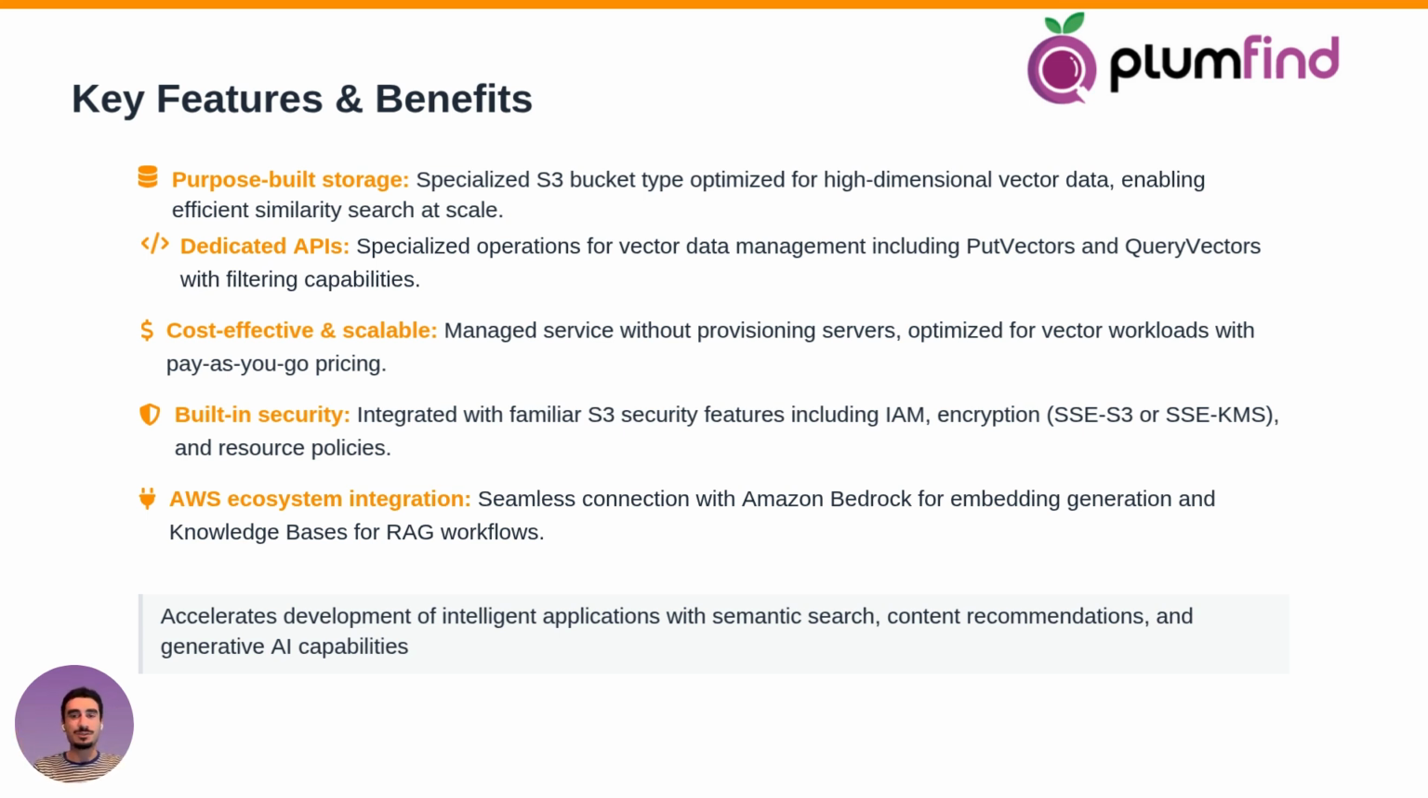Let's talk about the key features then. First, it's purpose-built for vector storage within S3, providing dedicated APIs for vector operations. It's scalable and also cost-effective as a managed service. Security is built in with encryption and IAM controls. Most importantly, it integrates seamlessly with AWS ML services like Amazon Bedrock or OpenSearch for accelerating your Gen AI application development.